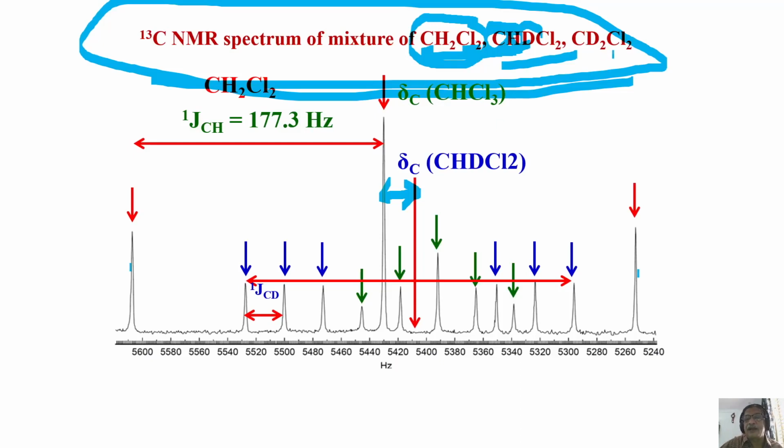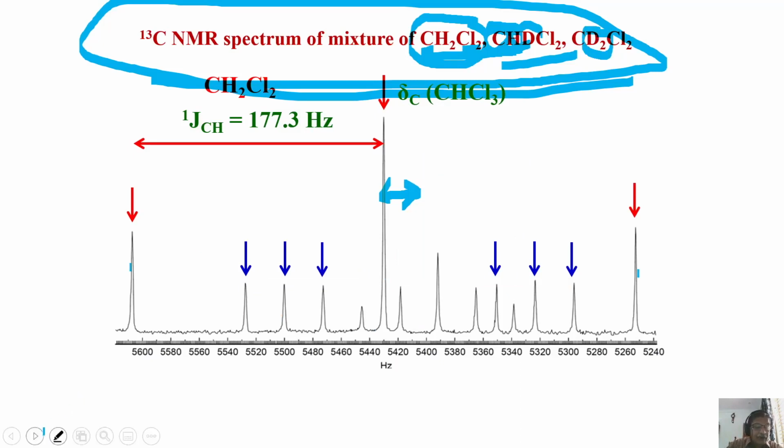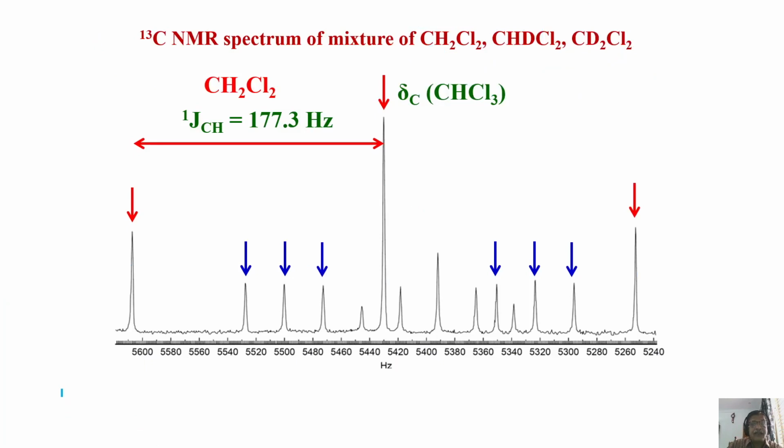Now coming to the situation of another molecule, CD2Cl2. How many peaks do you expect? Two deuteriums are coupled. We already worked out 1:2:3:2:1 pentet. This is what it is. See? So all the peaks are assigned. Carefully see now. Go back. I want to make you understand.